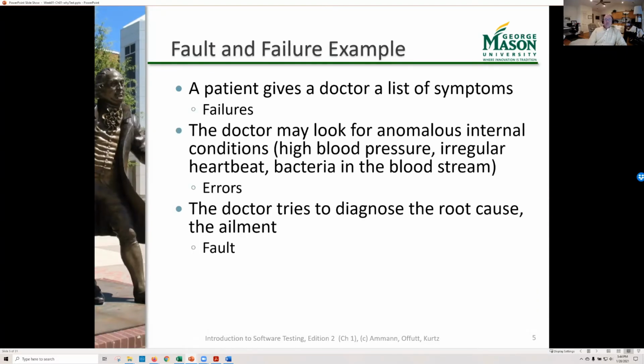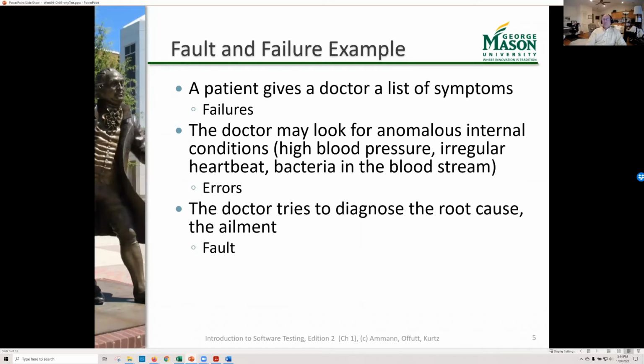Looking at some examples of faults and failures. If I go to the doctor and say, doctor, I'm coughing all the time, that's an observable external thing, a thing that I noticed. I have a headache. Okay, maybe that's not externally observable. You can't see that I have a headache, but I can feel that I have a headache. That's my failure. I've noted a failure. So I'm going to go to the doctor with this cough. Something is wrong. I'm not behaving the way I should be.